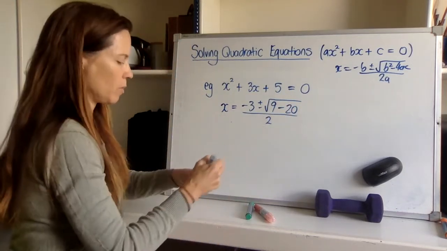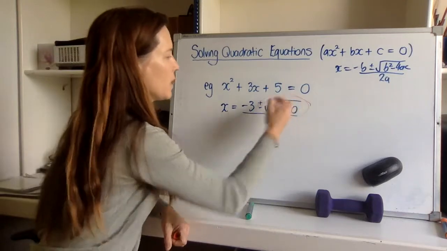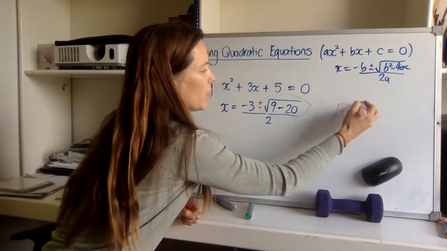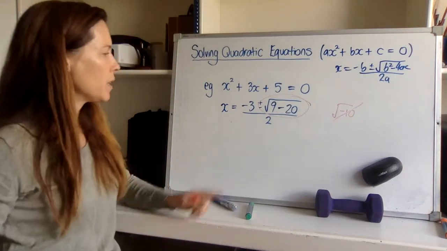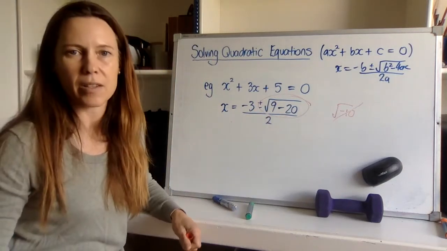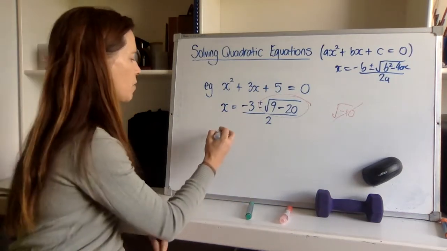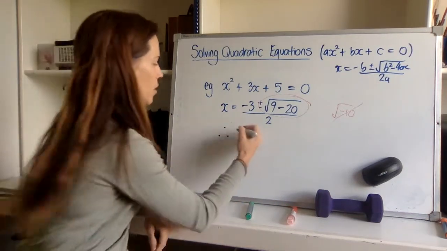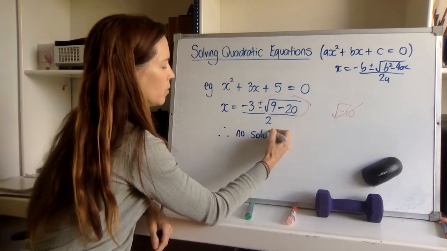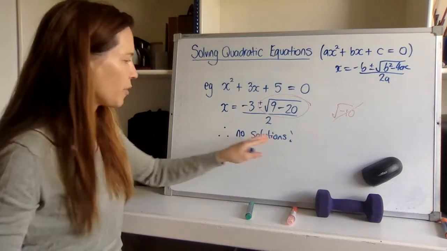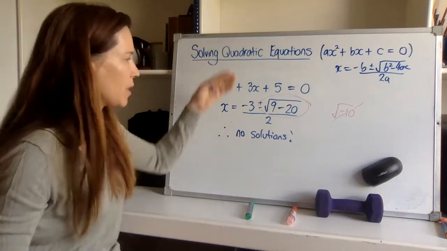Now, here's the problem. 9 minus 20 is negative 11, and we can't take the square root of a negative number, okay? So as soon as I see that, I can see that there's no solutions. Now, what do we do? We simply state what we've found. We write therefore, with 3 dots, no solutions. And we're finished, okay? Now that's a perfectly adequate answer to this mathematical problem.